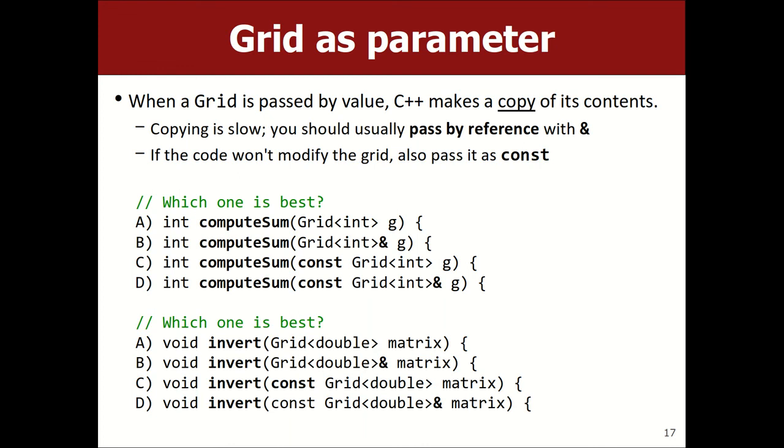You're inverting the contents of a grid. Maybe you're flipping it around another way or something like that. How do you pass that one? Which of the four do you think is the best? Do you have your hand up there?